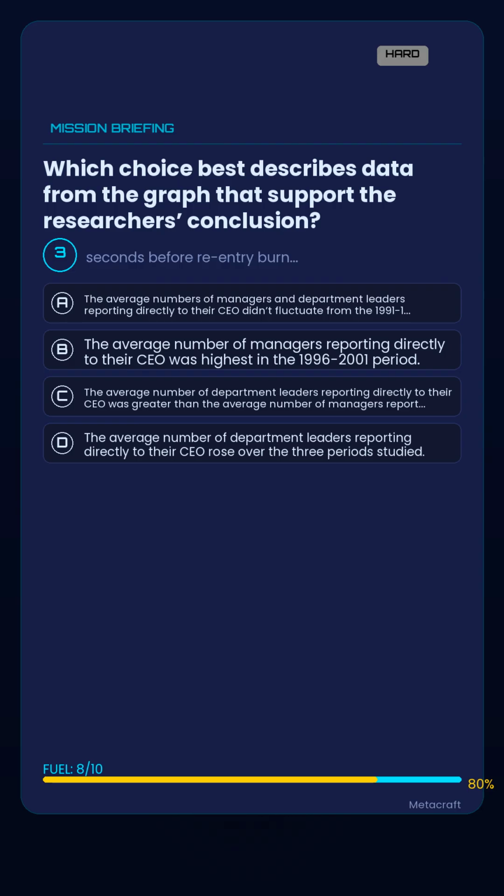Option A, the average numbers of managers and department leaders reporting directly to their CEO didn't fluctuate from the 1991-1995 period to the 2001-2008 period. Option B, the average number of managers reporting directly to their CEO was highest in the 1996-2001 period. Option C, the average number of department leaders reporting directly to their CEO was greater than the average number of managers reporting directly to their CEO in each of the 3 periods studied. Option D, the average number of department leaders reporting directly to their CEO rose over the 3 periods studied.